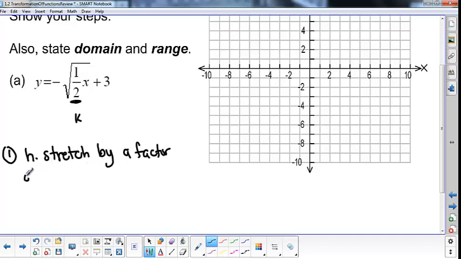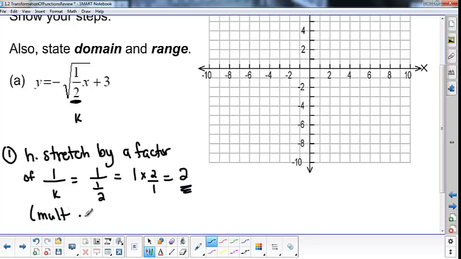So we have a horizontal stretch by a factor of, and remember, it's supposed to be 1 over K. So 1 over our K value is really 1 over 1/2. And remember, you can't divide fractions, so we have to flip and multiply, so 1 times the reciprocal. Basically, we have a horizontal stretch factor of 2. And as I mentioned before, you're going to multiply all these x values by this stretch factor.